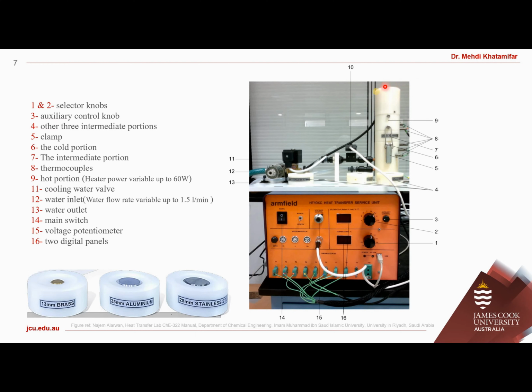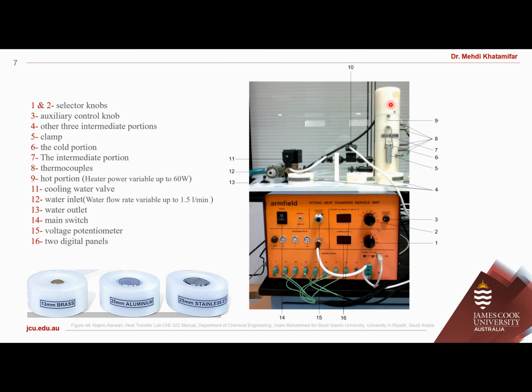The main part of the heat conduction apparatus includes this column, which has the hot part at the upper side. On the lower side, we have a cold side. And in the middle, we have a specimen which can be changed. By opening this clamp, we can change this middle section. We have different specimens: stainless steel, aluminum, and copper. As you can see in this picture, different specimens.